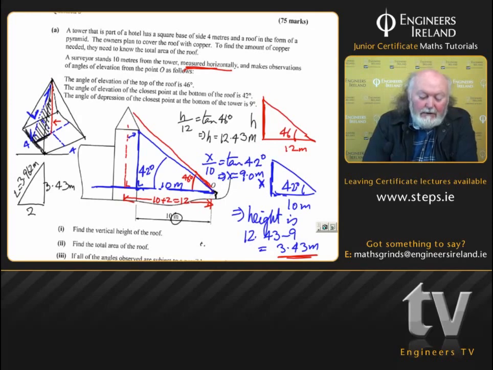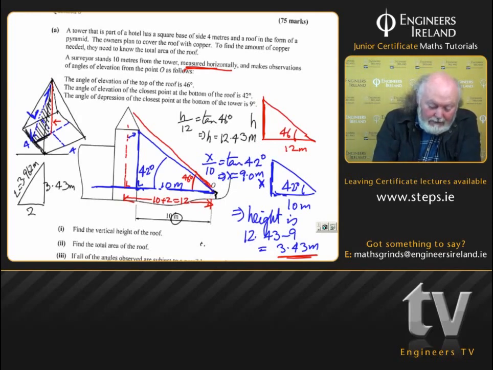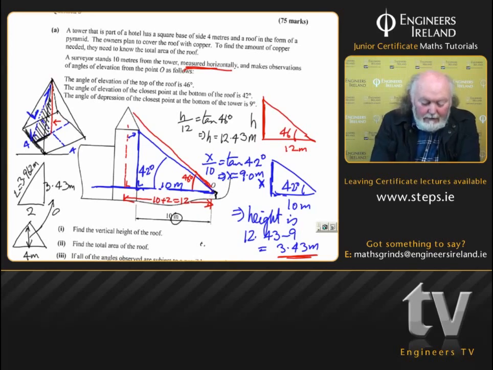So we know 2 things about our triangle, about each of our triangles. We now have the height. We know the base is 4 meters. The height is that value here. Area of a triangle. It's half 4 by 3.43.